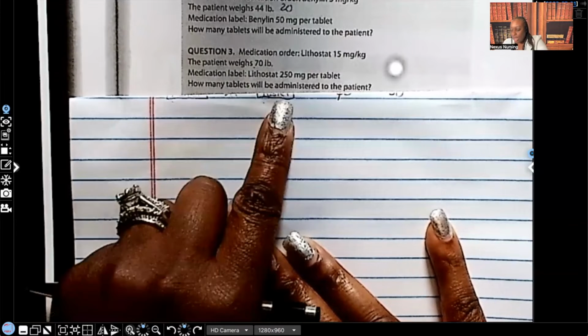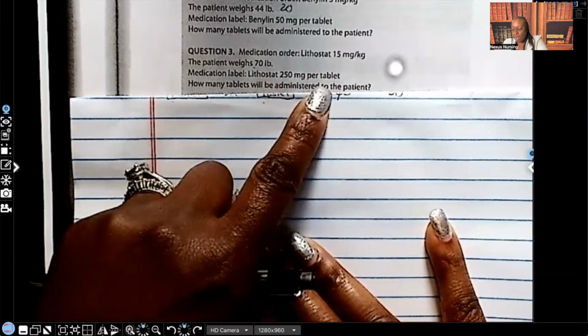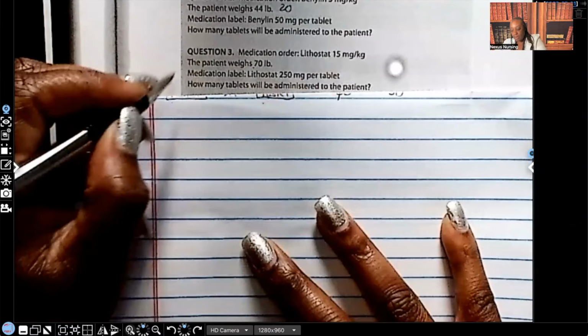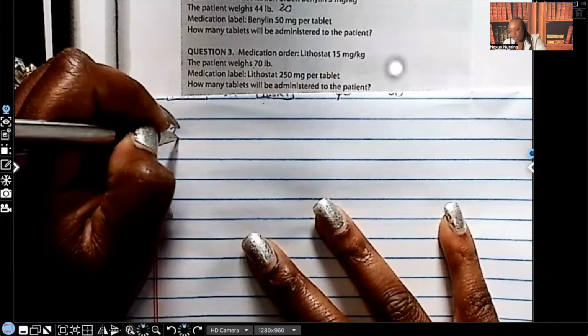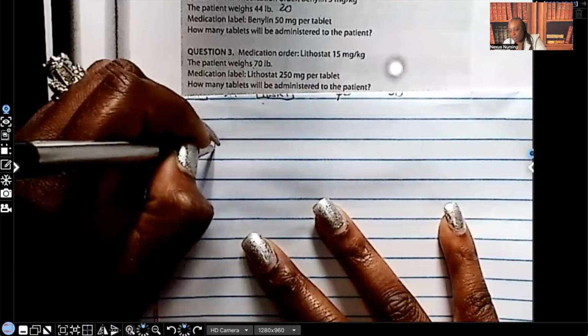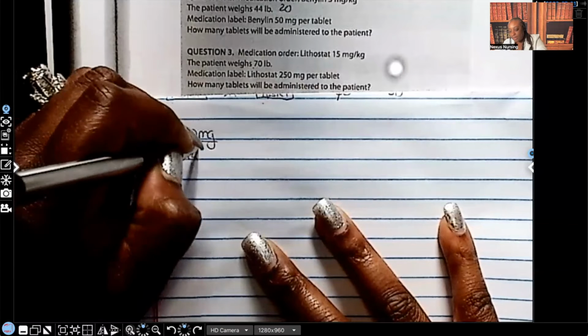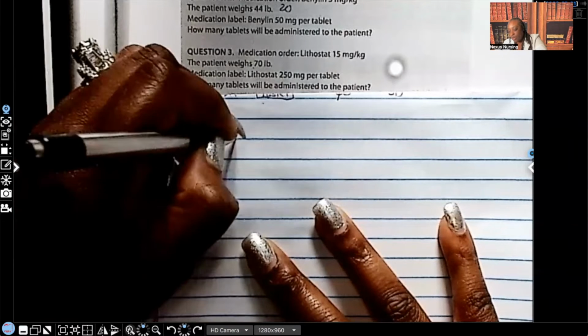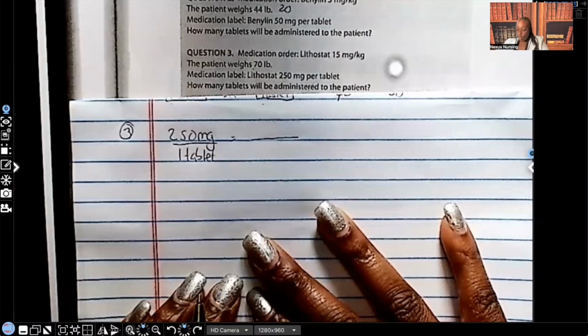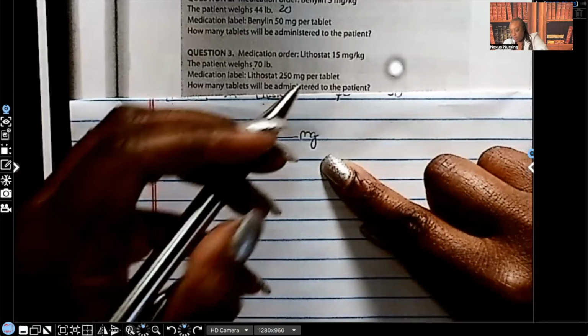Again, whatever's given to you together, let's keep it together. So let's go ahead and put our 250 milligrams per tablet. This is number 3. 250 milligrams per 1 tablet equals, we know whatever we have up here, the unit's going to be milligrams because milligrams is over here. And whatever we have down here is going to be tablet.